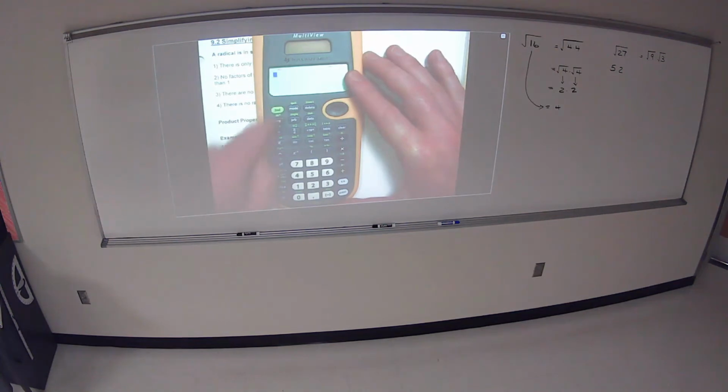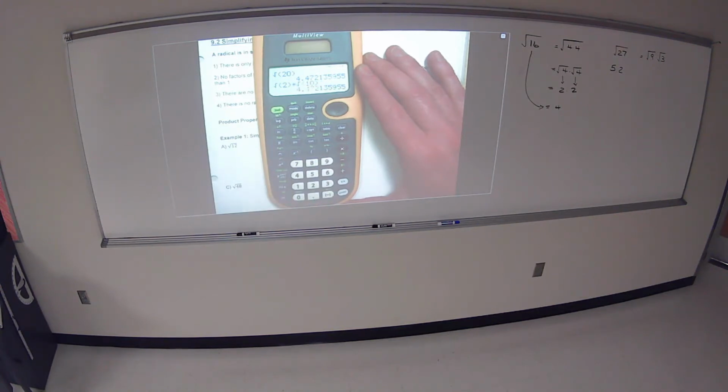If I were to take the square root of 20, okay, I get 4.5. I actually like this example because you can do this a couple different ways. What if I took the square root of 2 and multiplied it by the square root of 10?